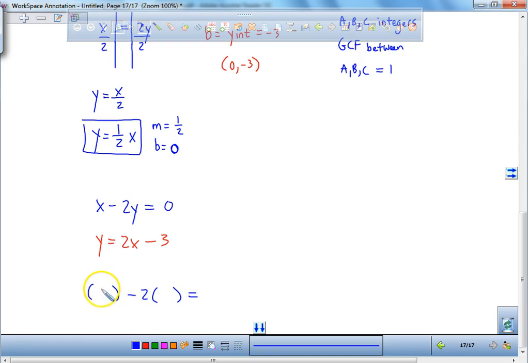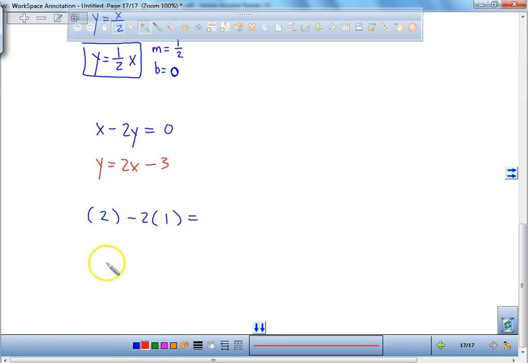What was our solution? 2 and a 1. What was our solution again? Plug in a 1 for a y. And what number for x? 2. Let's see what happens.